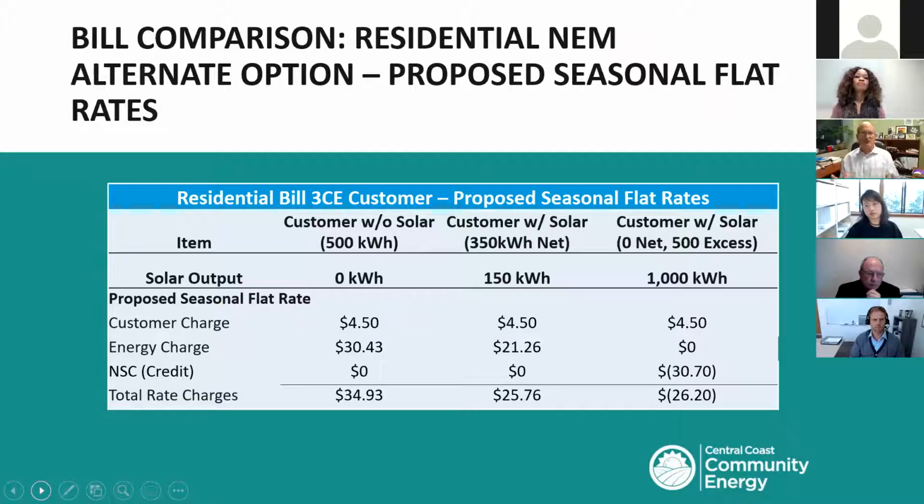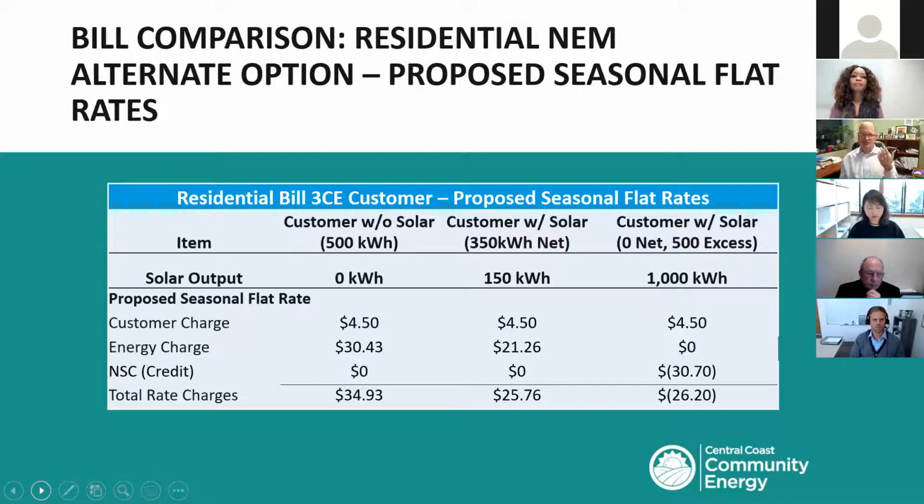So under the seasonal flat rate, again, we have the three customers or the three scenarios, right? Same sort of profile. We've got a customer without solar, a customer with solar, and a customer with very large solar. Under the proposed seasonal flat rate, the customer without solar has exactly the same bill as under the time of use, because that's just how the math worked out for this profile. They're exactly at $35.